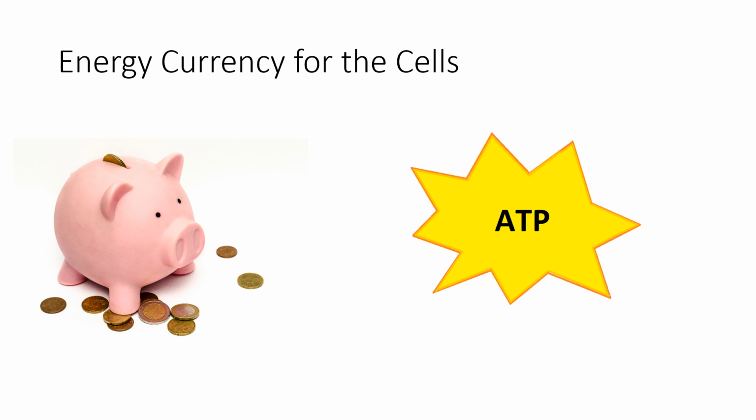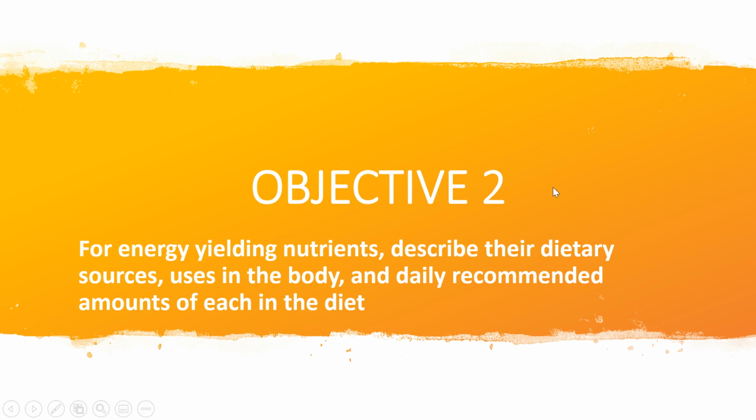And remember, when we're talking about energy for the cell, which ones are the energy yielding nutrients? They're the ones that are ultimately going to directly make ATP. There are some that are going to be used to indirectly make it. When we say energy yielding, we're talking about the ones that directly lead to ATP production. Okay, that was objective 1.